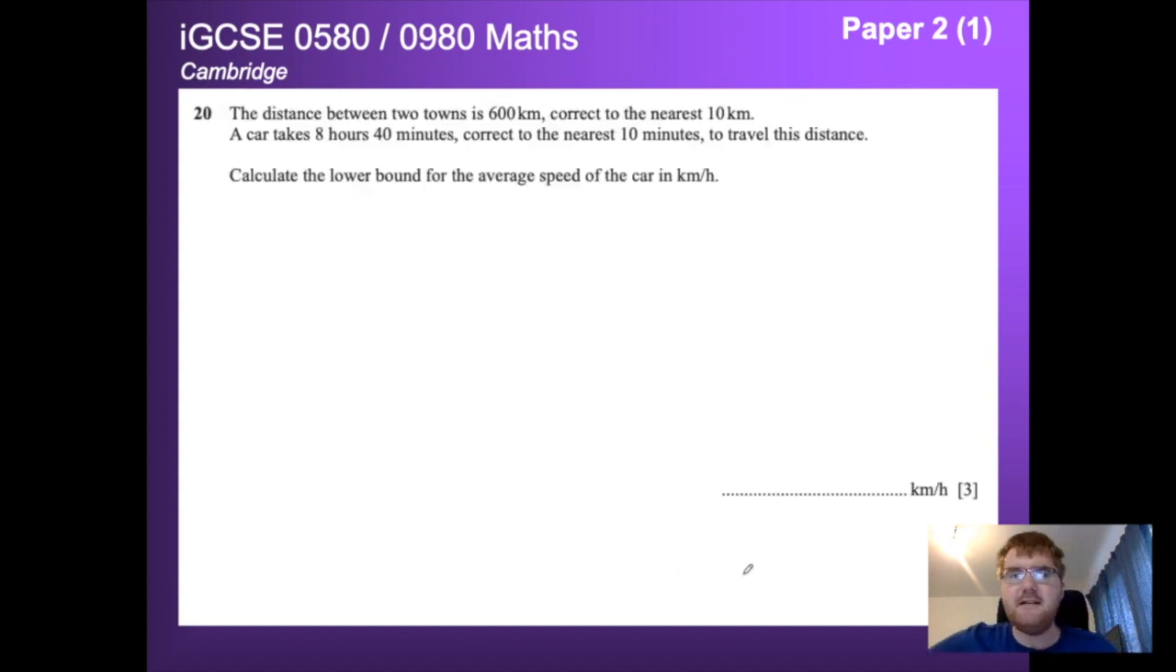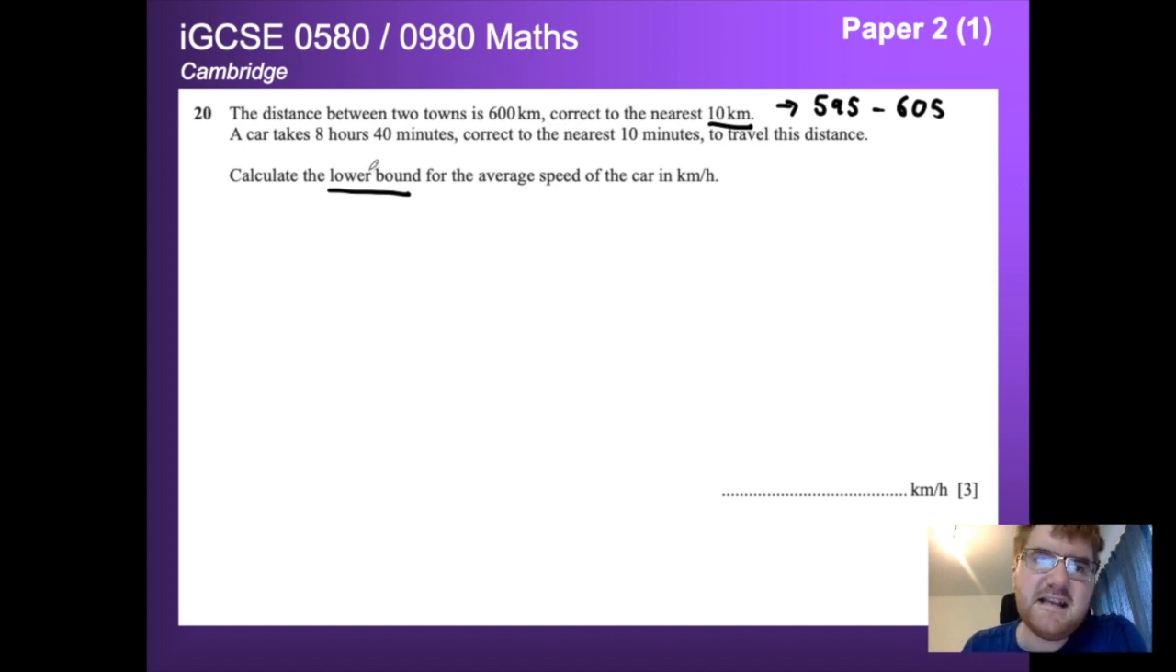Okay, and the very last question, question 20, is an interesting choice for a last question, no differentiation, but the lower and upper bound. A distance between two towns is 600 kilometers, correct to the nearest 10 kilometers. That means that the answer can vary between 595 and 605. Notice if it's 595, it rounds upwards. If it's like 604.999999, it'd round down to 600.